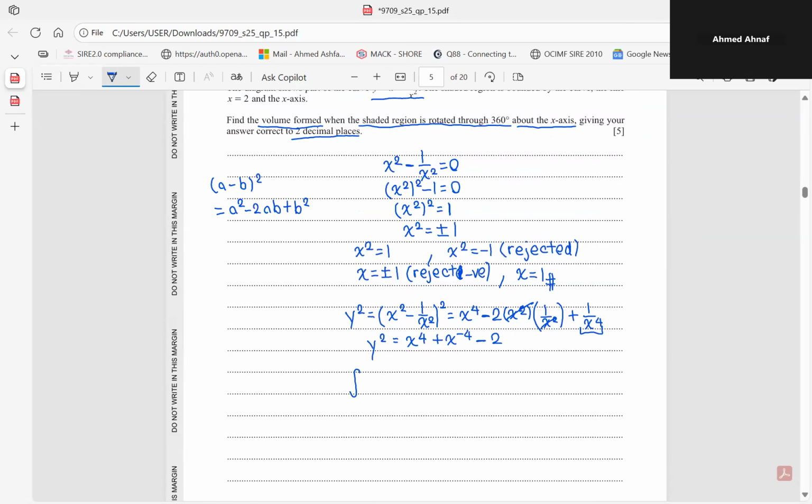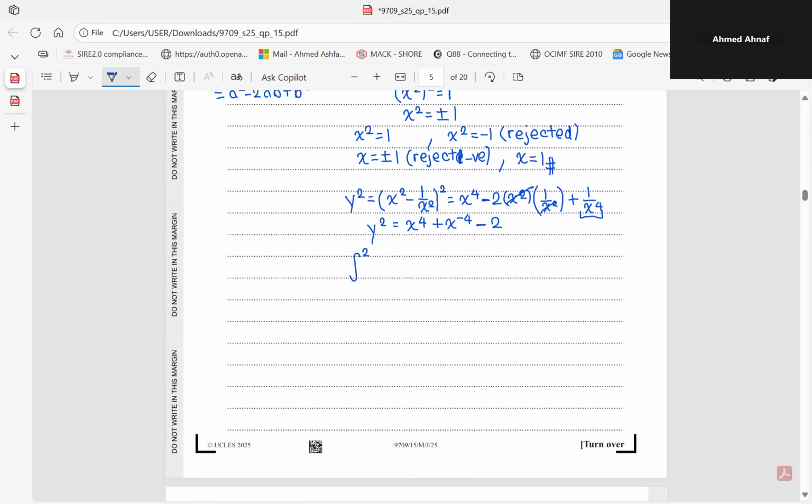So the upper limit would be 2, the lower limit would be 1, pi times y squared, which is x to the power of 4, plus x to the power of negative 4, minus 2 dx. So let's take out the pi first since it's a constant, and let's integrate this whole function here. So let's first integrate x to the power 4. To do that, just add 1 to the power. You'll get x to the power 5, and you divide by the power. And then you add it with the integral of x to the power of negative 4.